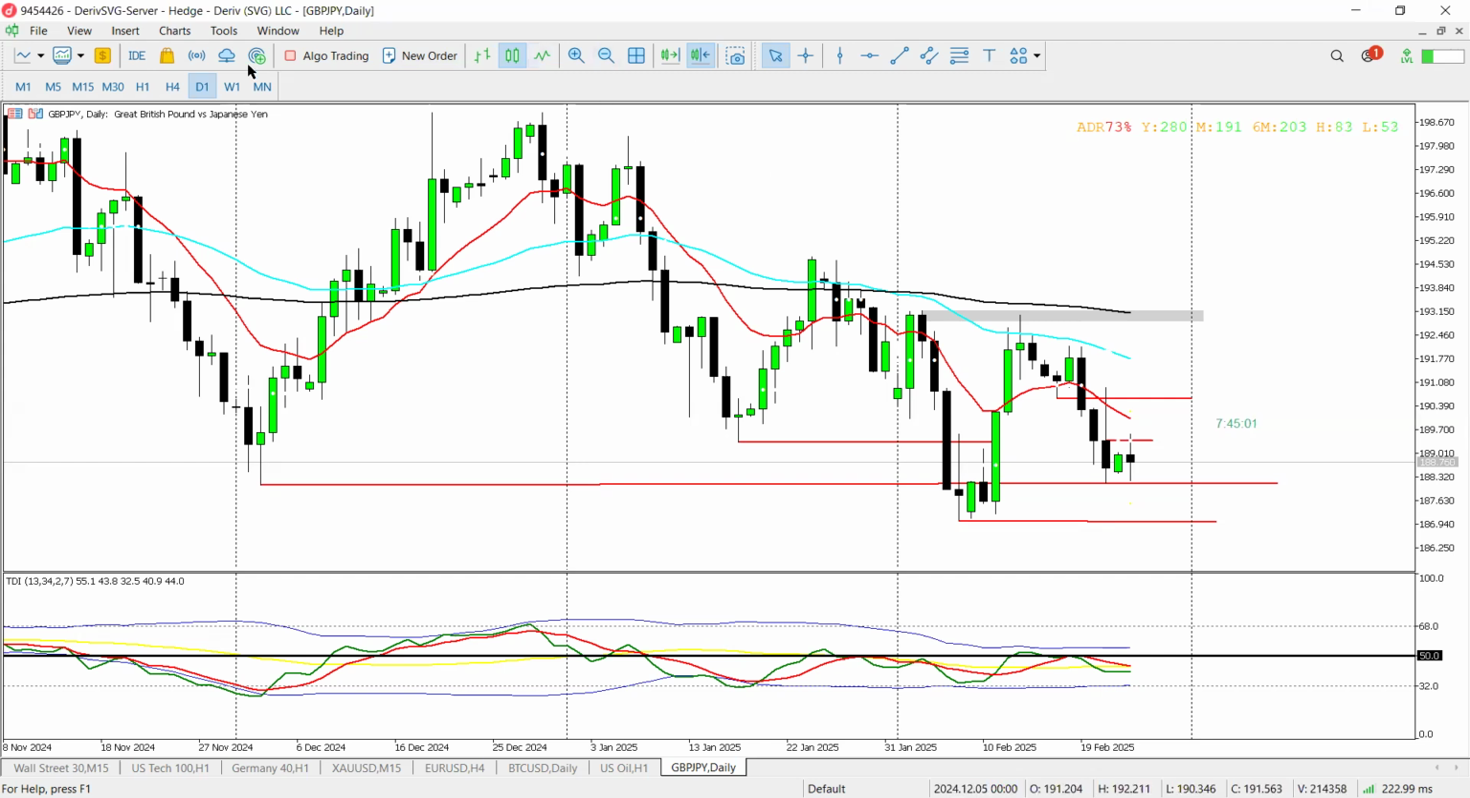So without wasting much time, let's get into it. So as usual, we start with the daily time frame to check our bias. So just going to change the color here.